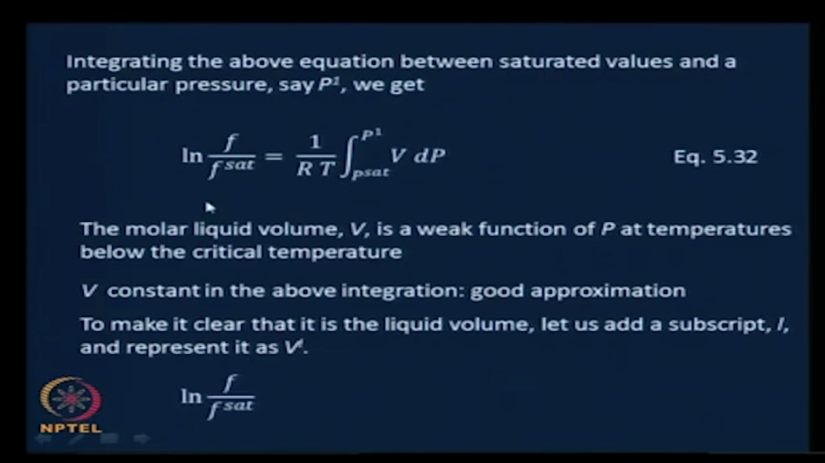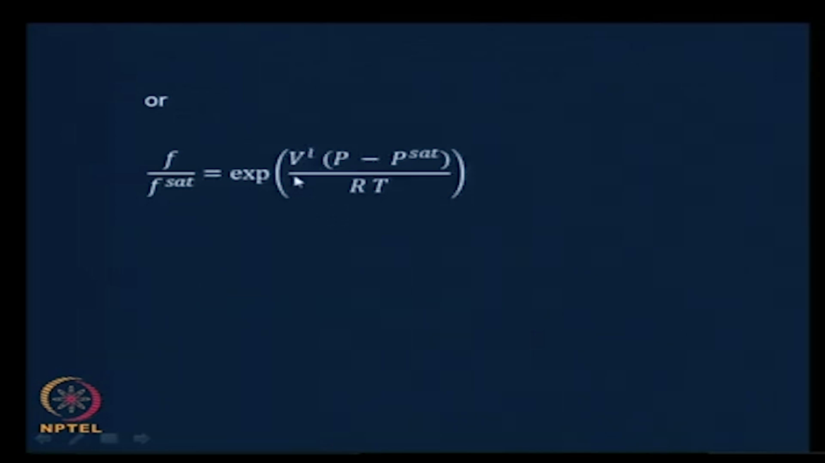Therefore, we will get ln of f by f sat equals 1 by R T, where V^L is a constant that has come out. Therefore, V^L by R T, and integral of P sat to P1 dP is nothing but P1 minus P sat. We are just going to drop this 1 here. Therefore, P minus P sat, or f by f sat equals exponential of V^L into P minus P sat by R T. Earlier there was a log here, therefore, f by f sat becomes exponential of the right hand side. Let us call this equation 533, and while we are doing all this, our main aim is to get at an estimate of the fugacity coefficient. Let us see how to go about doing that.